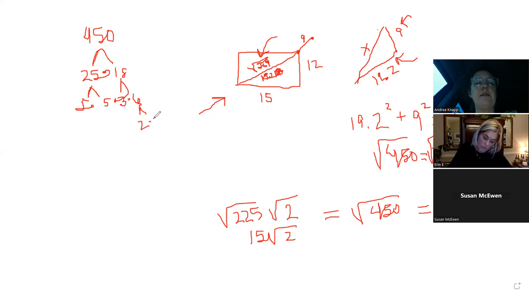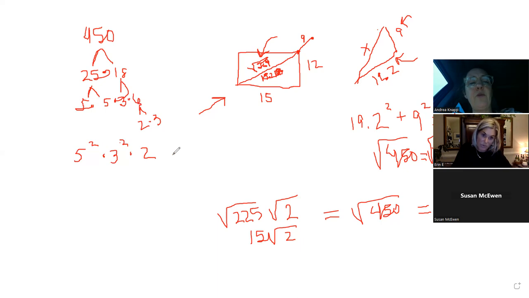So now I can see my prime factorization is 5 times 5 times 3 times 2 times 3. But what you're going to pay attention to is where you have numbers to the second power. So there's two 5s multiplied together, so that's a 5 squared. Well, that's a perfect square. There's also a 3 squared, that's another perfect square. And then the 2 is just by itself.